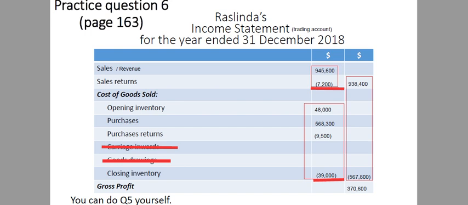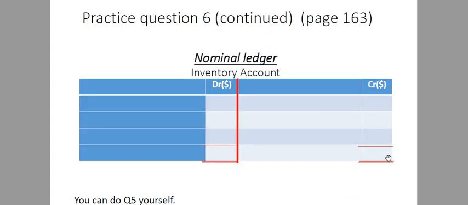And we can line it also. So the gross profit we have found, and we can draw a double line under, or just a single line, just to show you that. So that's your gross profit. Alright, so that does question 6, and question 5 is for you to do on your own.